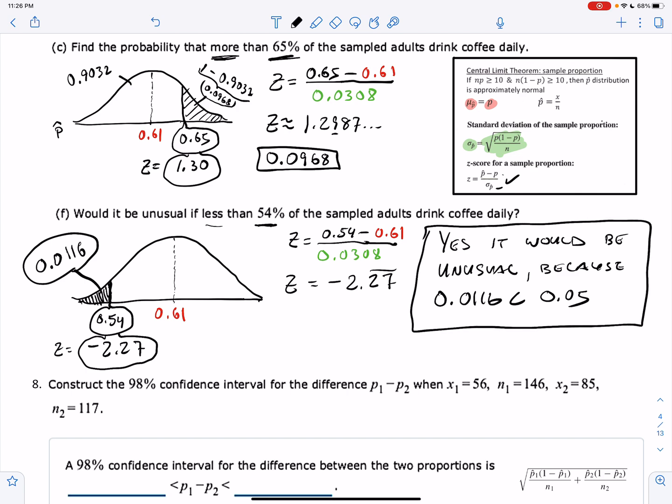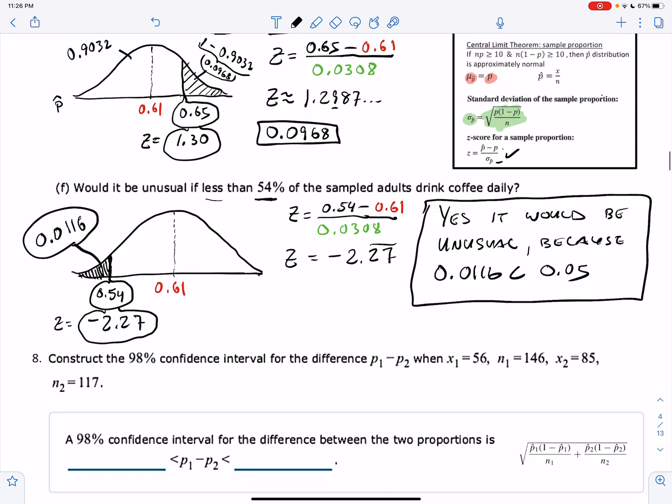If I wanted to say a little more, I might say it would be unusual if less than 54% of the sampled adults drink coffee daily, because the probability is 0.0116, which is less than 0.05, which is our general rule of thumb, our criteria for something being unusual.